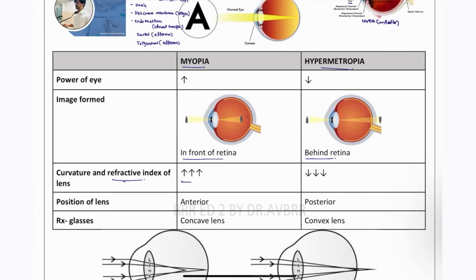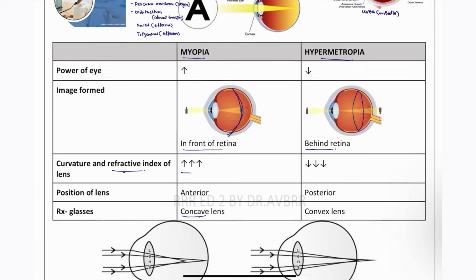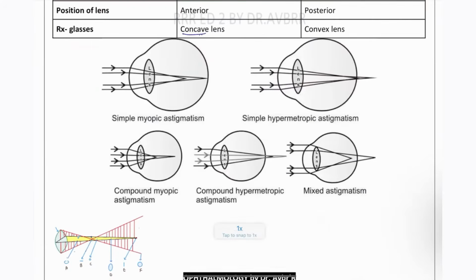Next, how can we correct these patients? In myopia, we introduce a concave lens, and the concave lens corrects it. This is how we bring the image nearer for the patient. In hypermetropia, we focus with a convex lens. This is how we arrange the lenses for hypermetropia patients. Next, moving on to astigmatism.